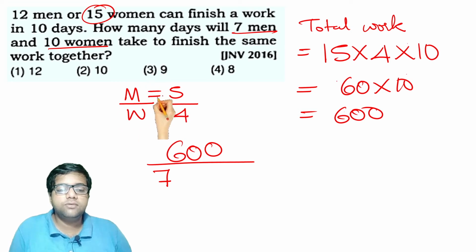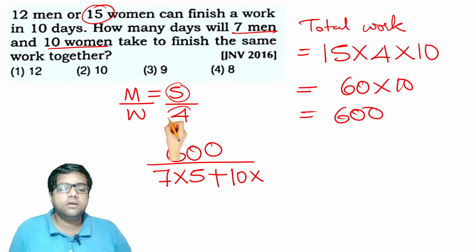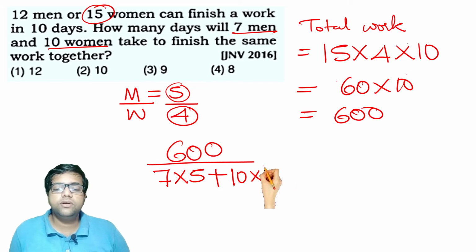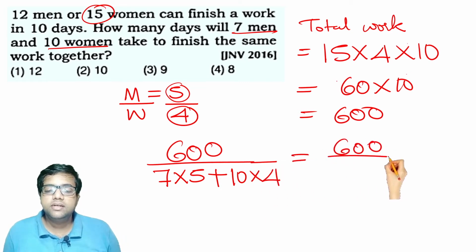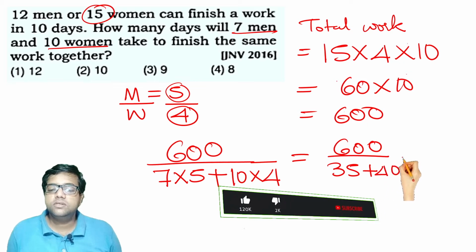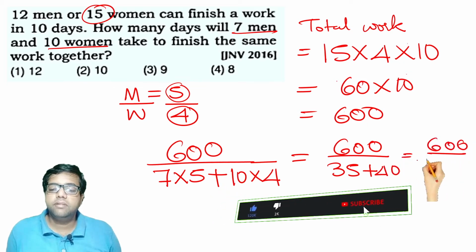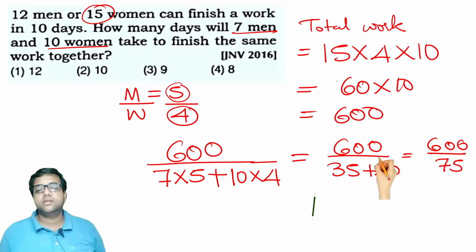What is the unit for men? For every man they are working for 5 units, so multiply 5, plus how many women are there? 10 women, and the units with which they work are 4 units per woman. So you will get 600 divided by 7 fives are 35, plus 10 fours are 40. So 600 by 35 plus 40, which is 75.